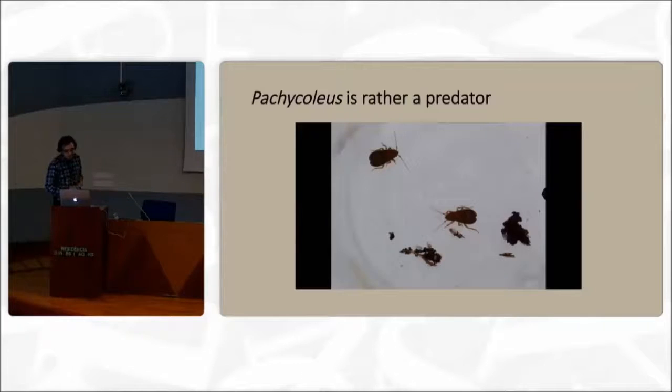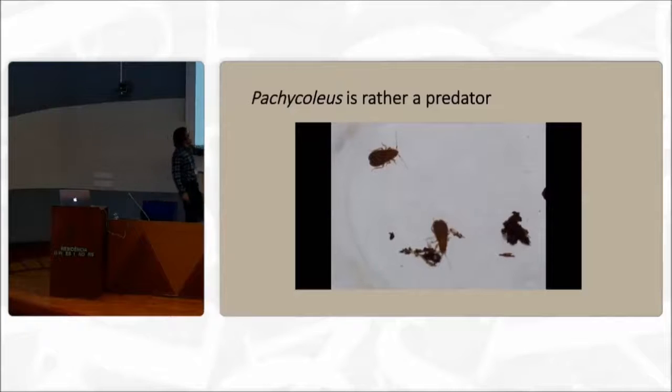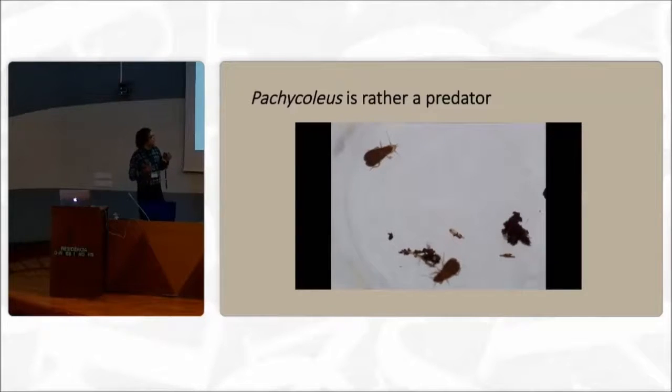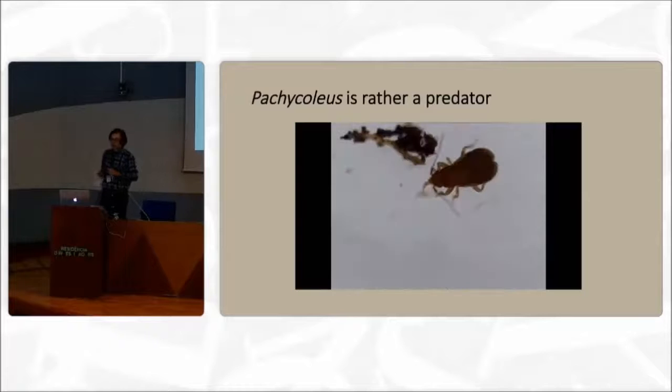On the other hand, Pachycoleus seems to be more of a predator, because when it encounters live prey, as you can see here, a tiny little collembolan, when it touches it with its four tarsi, it immediately snatches it and devours it.